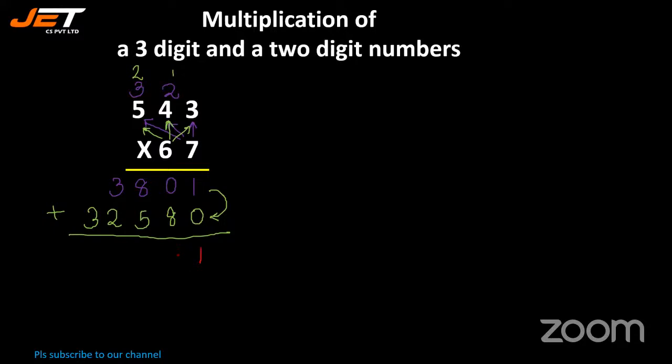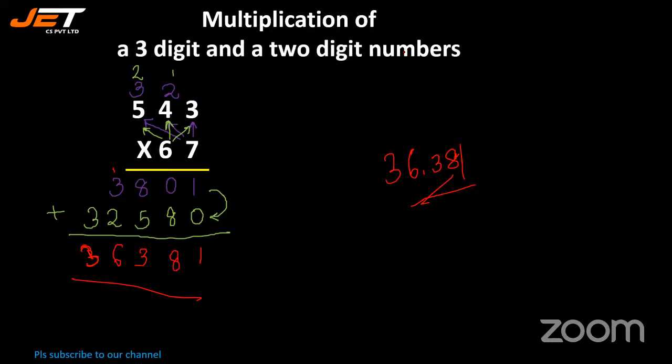1 plus 0 is 1. 8 plus 0 is 8. 8 plus 5 is 13. 3 plus 2 is 5 plus 6, 3. So the answer is 36,381. How many of you have got this answer?